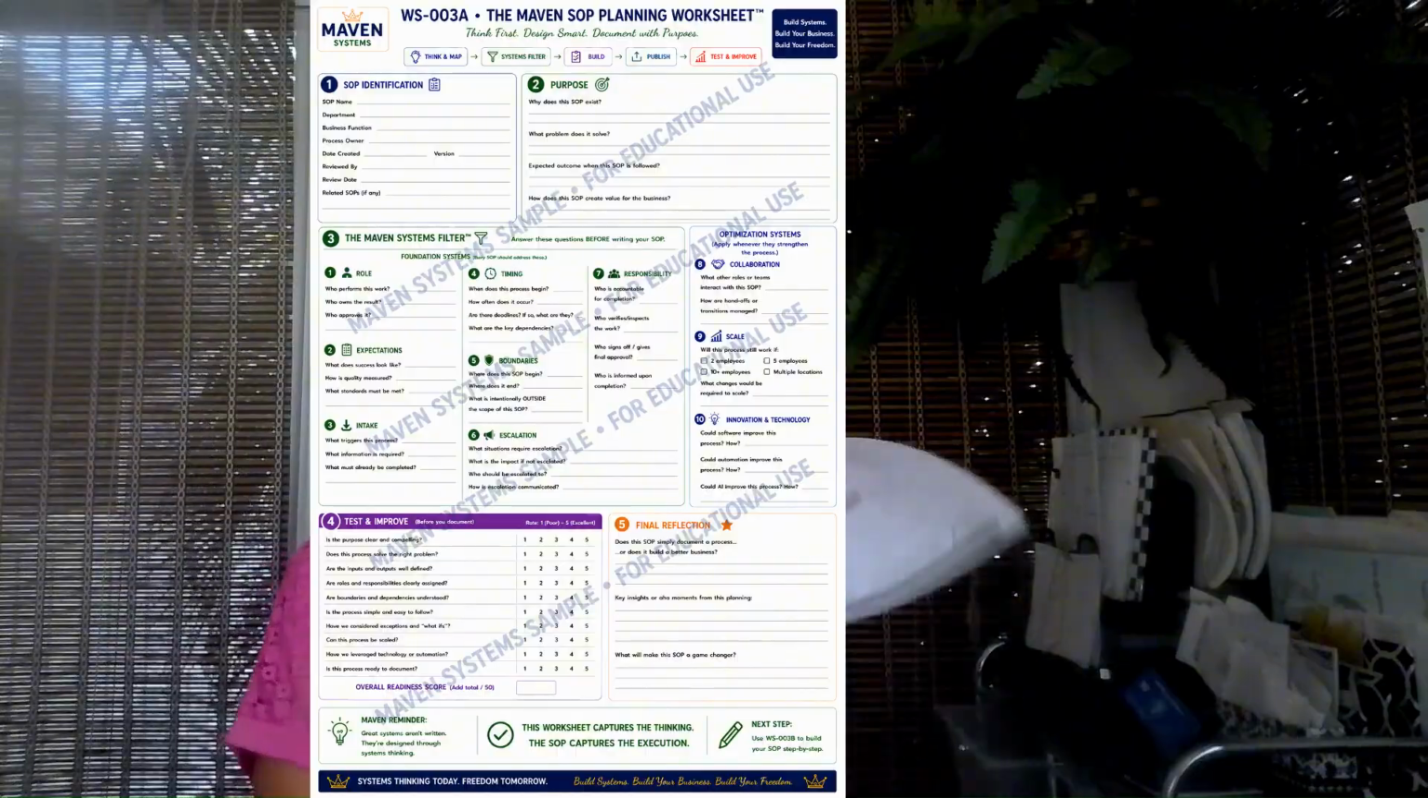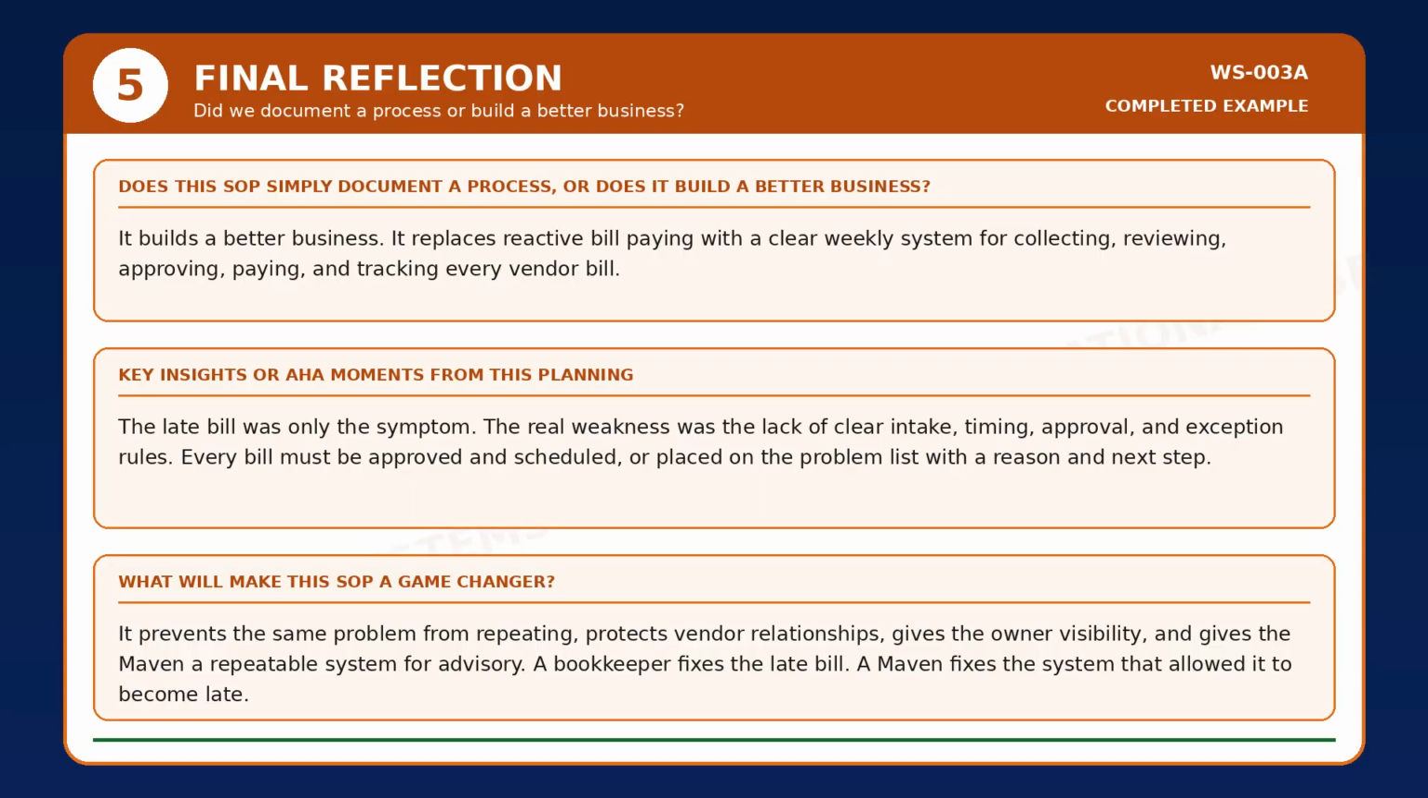Now the final reflection, which is actually the name of the last section on the worksheet, okay? Does this SOP simply document a process, or does it build a better business? Well, this SOP actually builds a better business. The original problem was a late vendor bill, but the late bill was only the symptom. The real problem was that the business had no clear system for collecting bills, reviewing bills, approving bills, paying bills, handling problems, and making sure nothing disappeared.